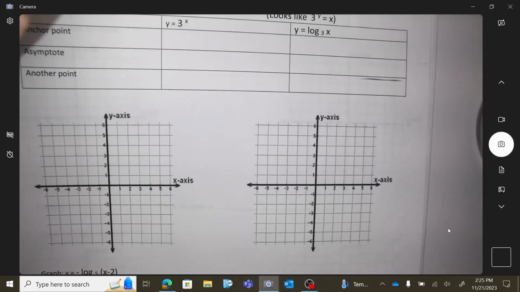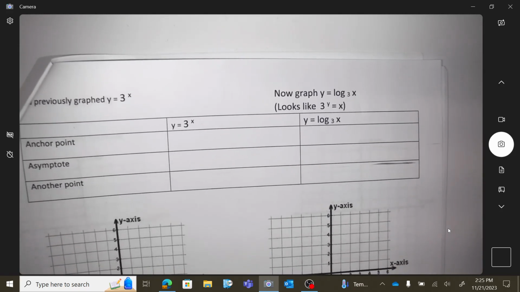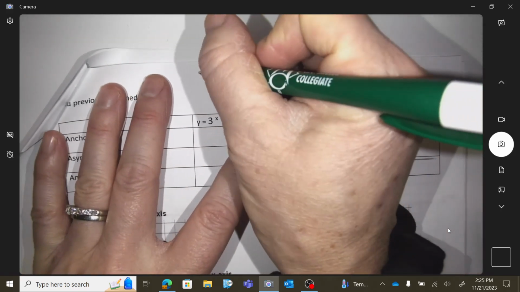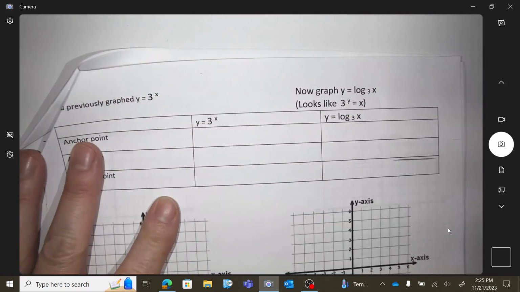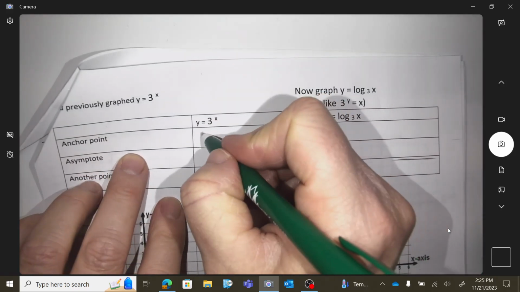Okay, yesterday's class we did graphing exponential equations. So today we are going to graph logarithmic equations. Okay, so let's just recap an exponential. So this is exponential. So what do we remember about it?